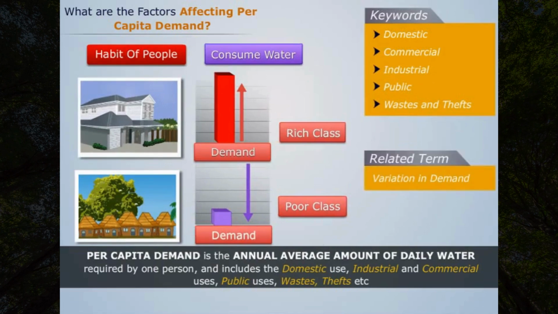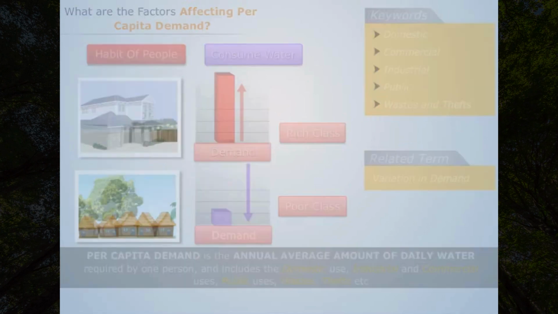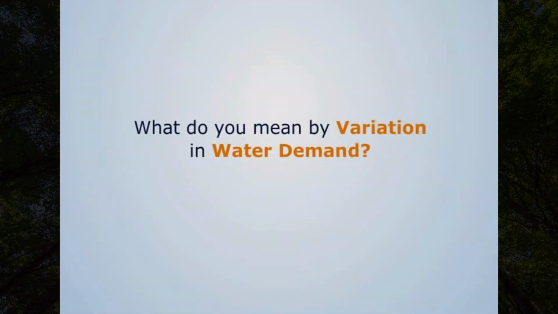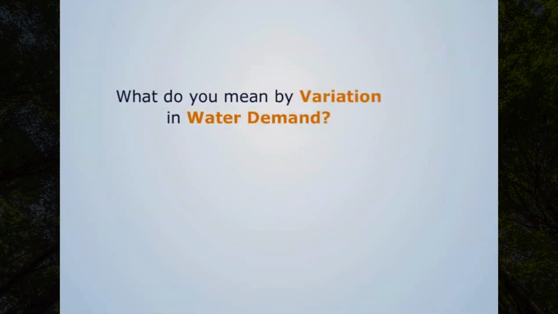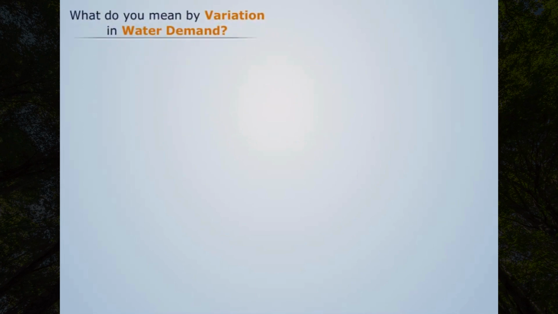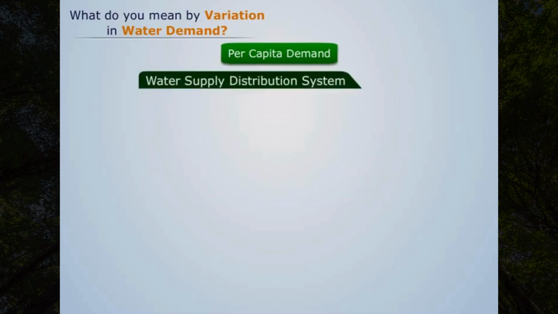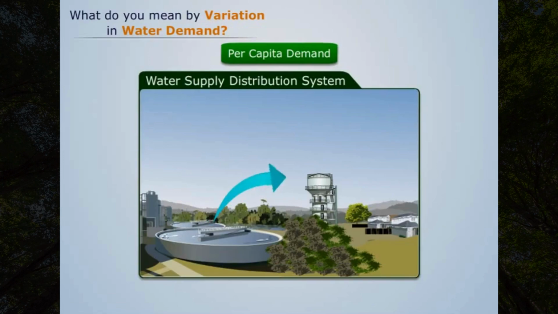The related term is: what do you mean by variation in water demand? To have a clear view of the topic, let's start with the topic per capita demand. Or we can say that average annual demand is very necessary for planning and designing water supply system.